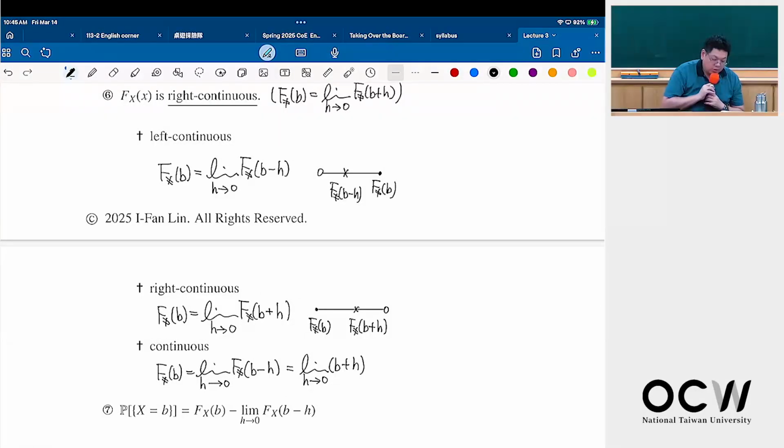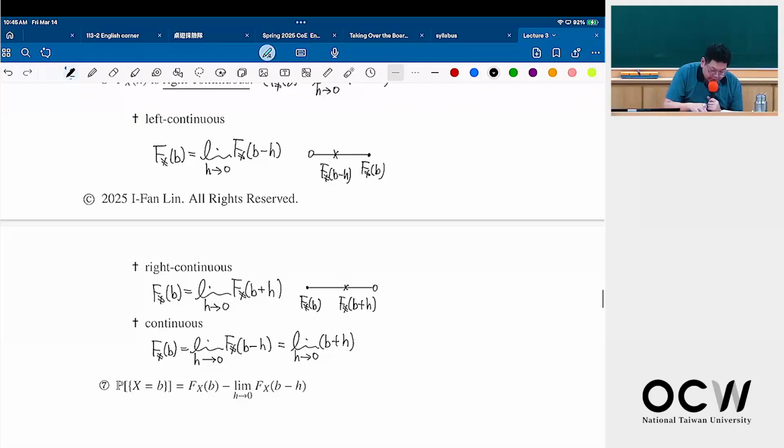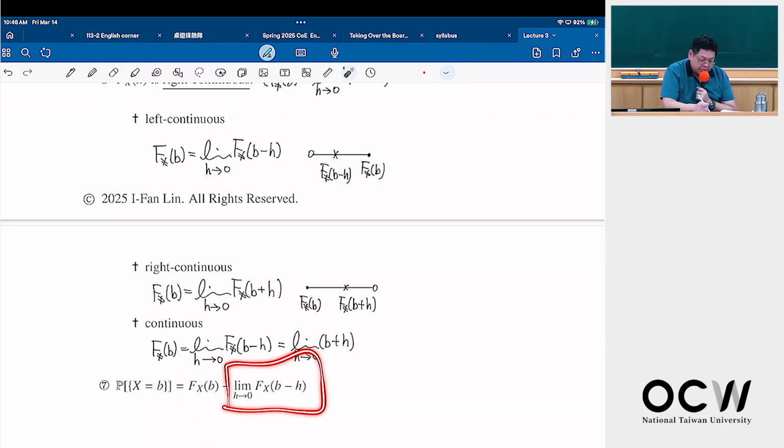Okay, now the next one. Then what is the probability of x equals b? For the continuous, we know it should be 0, right? Because we don't have a probability at just one point. But sometimes we may have, because at that point it is not continuous. If it is continuous, the probability should be 0. If not, then there will be your CDF at b minus your limit.